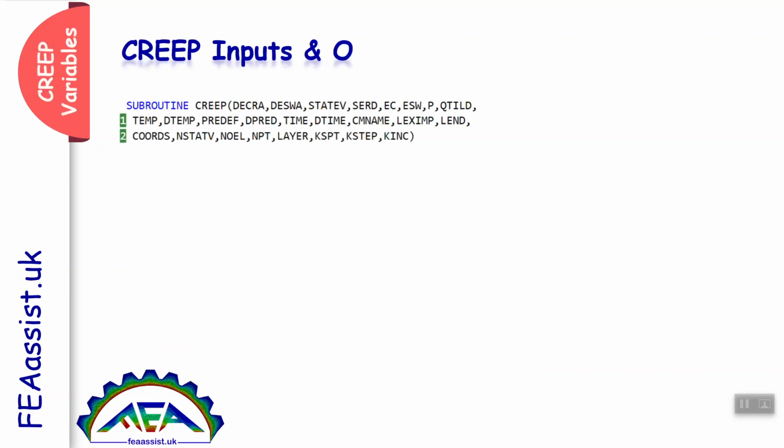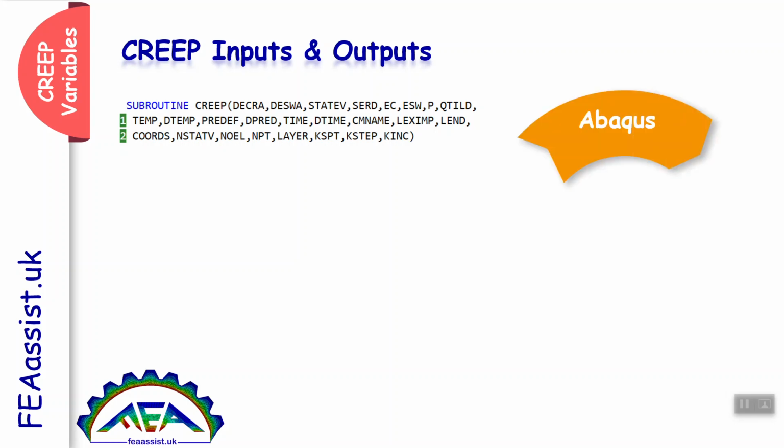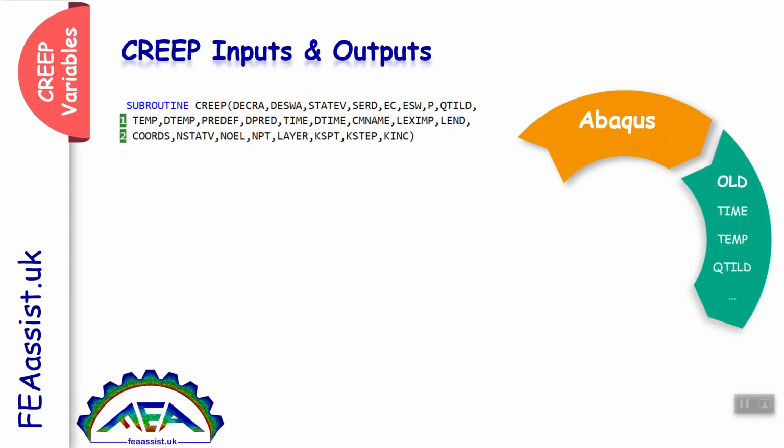Creep variables. Creep subroutine has some variables, some inputs and some outputs. Some of these variables are inputs from Abaqus, and in the creep subroutine, we do some calculations on them, we process them, and we return the new values to Abaqus. Indeed, Abaqus computes the creep variables and transfers the variables, which are time, temperature, and deviatoric stress, into the creep.